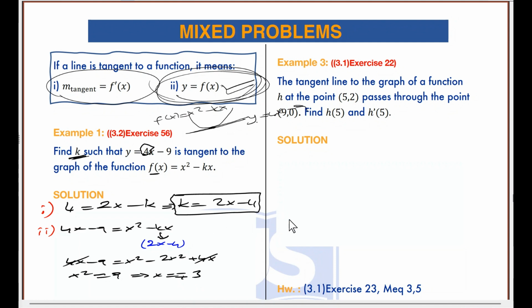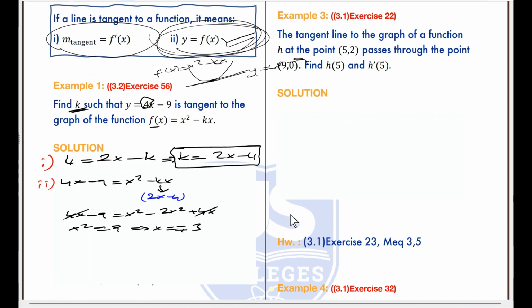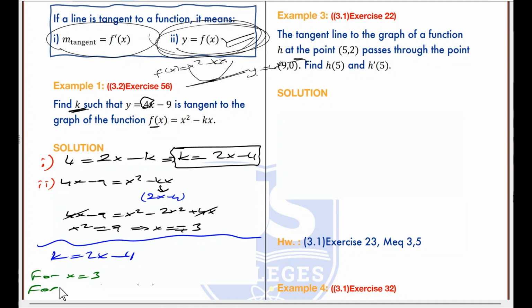So I have two x values. Now my goal is finding k. What was k? K was 2x minus 4. Since we have two x values, we will have two k values. If x is 3, k is 2 times 3 minus 4, which is 2. If x is negative 3, your k will be negative 6 minus 4, negative 10.